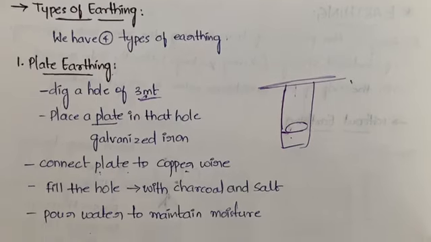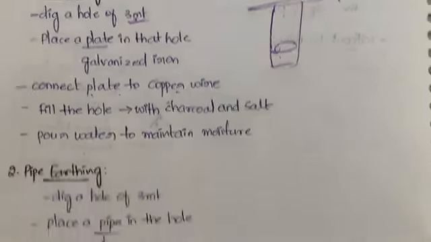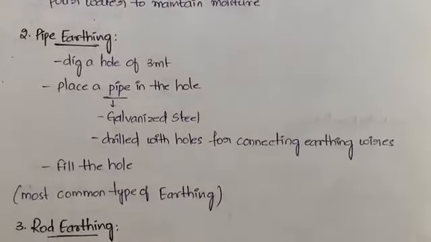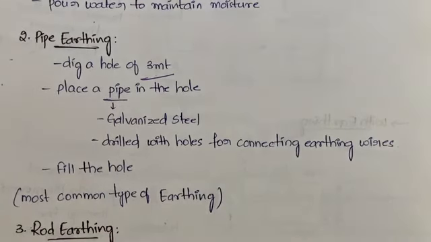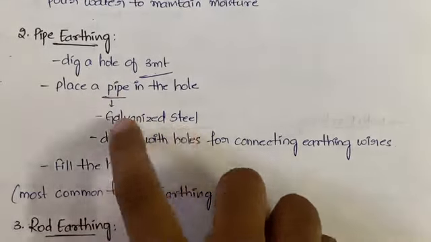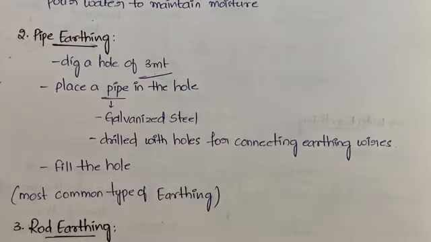Got it? This is about plate earthing. Now let us see pipe earthing. In pipe earthing, it is very simple. Again, you need to dig a hole of 3 meters. Instead of placing a plate, you put a pipe, and this pipe should be made of galvanized steel. We use a plate made of galvanized iron, but in the case of a pipe, we use galvanized steel, and you have to put holes in the pipe.